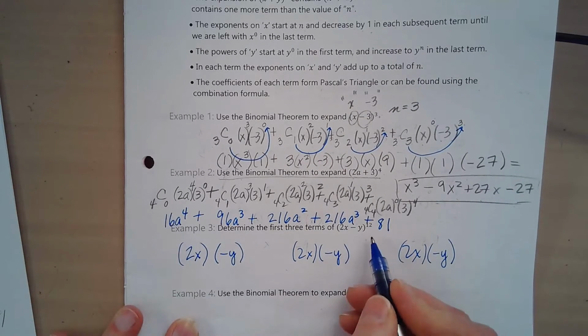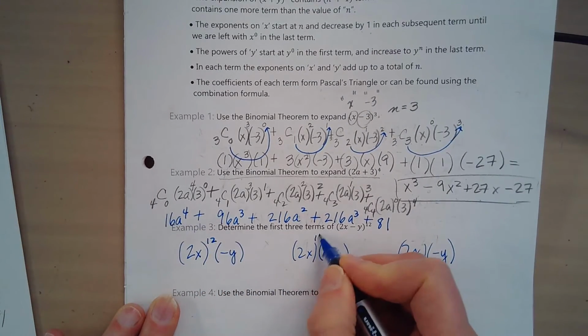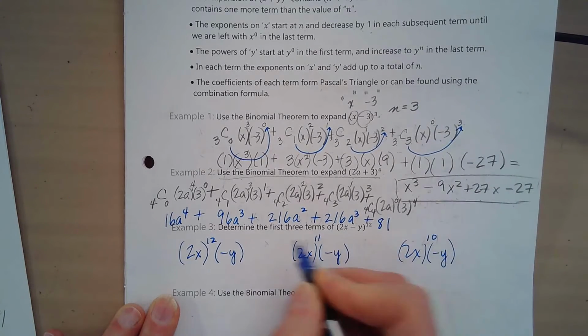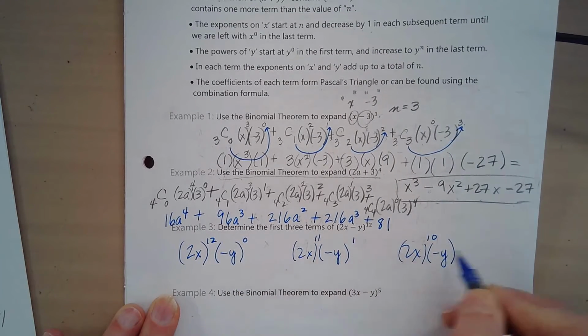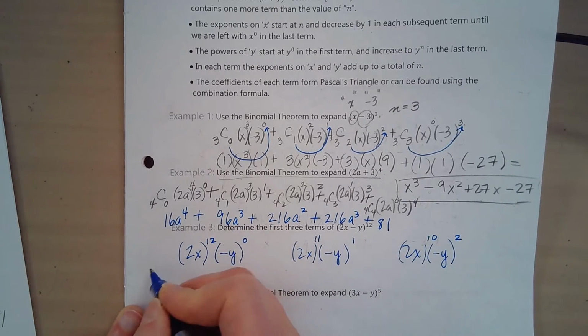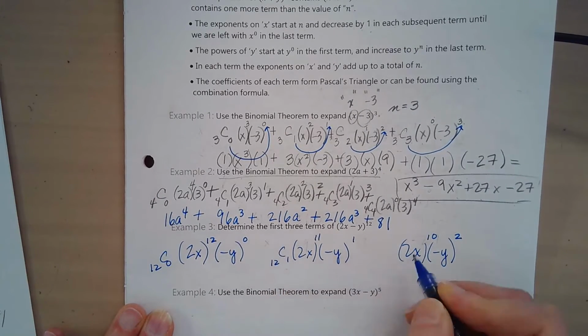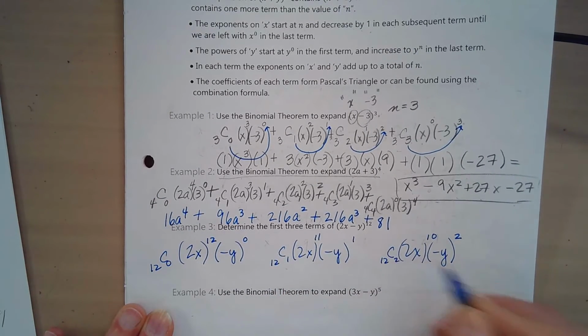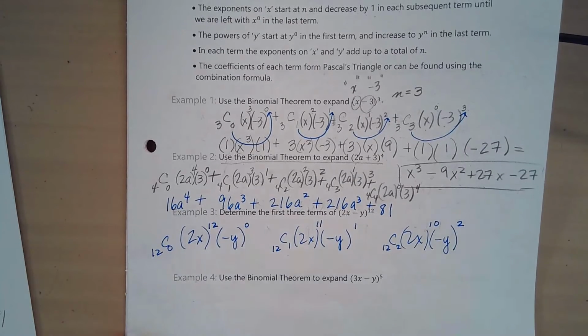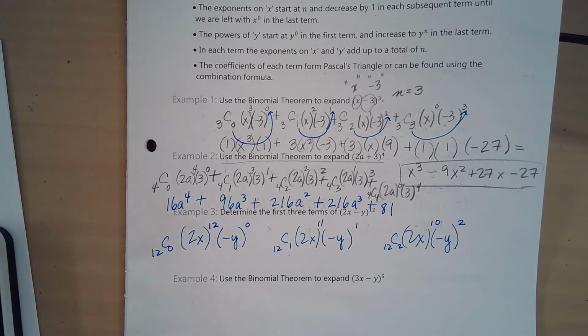Okay, n is 12, so that's what I'm going to start with, right? 12, 11, 10, 0, 1, 2. I just do a quick check. Yep, they all sum up to 12. So I have 12C0, 12C1, 12C2. All right. So this is tough, right? You definitely need a calculator for anything involving binomial theorem.